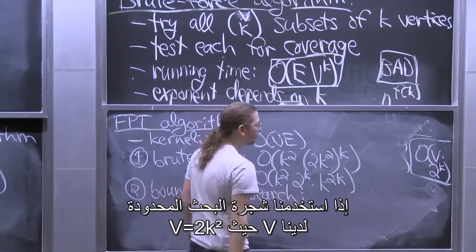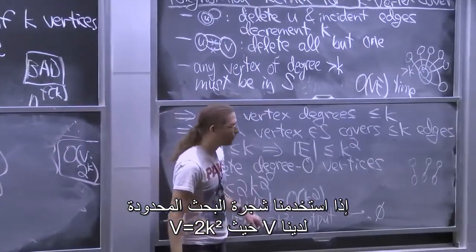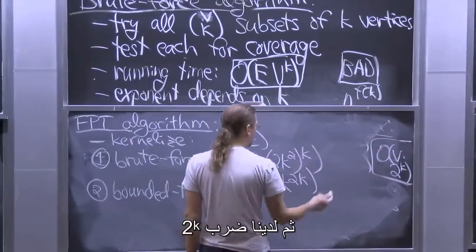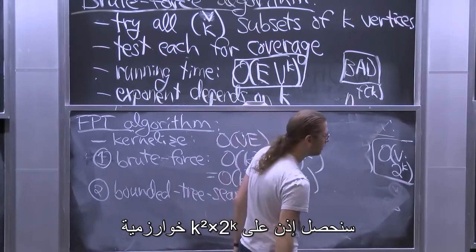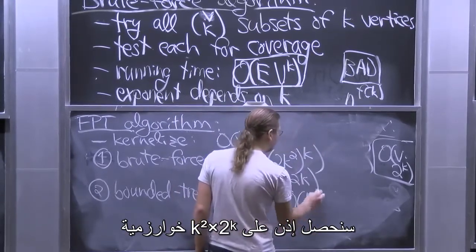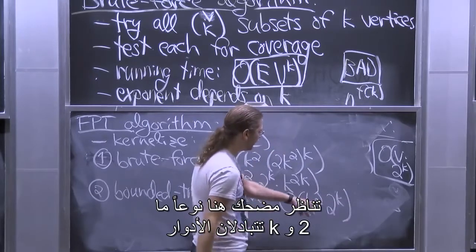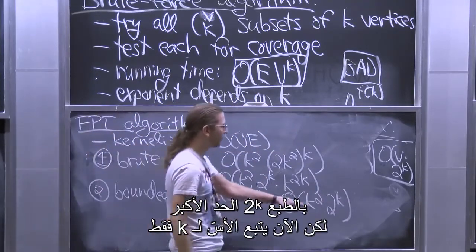So if we use bounded tree search, we have V. V is 2k squared. So here the constant doesn't matter because there's no exponent. And then we have times 2 to the k. So we're going to get a k squared times 2 to the k algorithm. It's kind of funny symmetry here. 2 and k are switching roles. Of course, the 2 to the k is the big term.